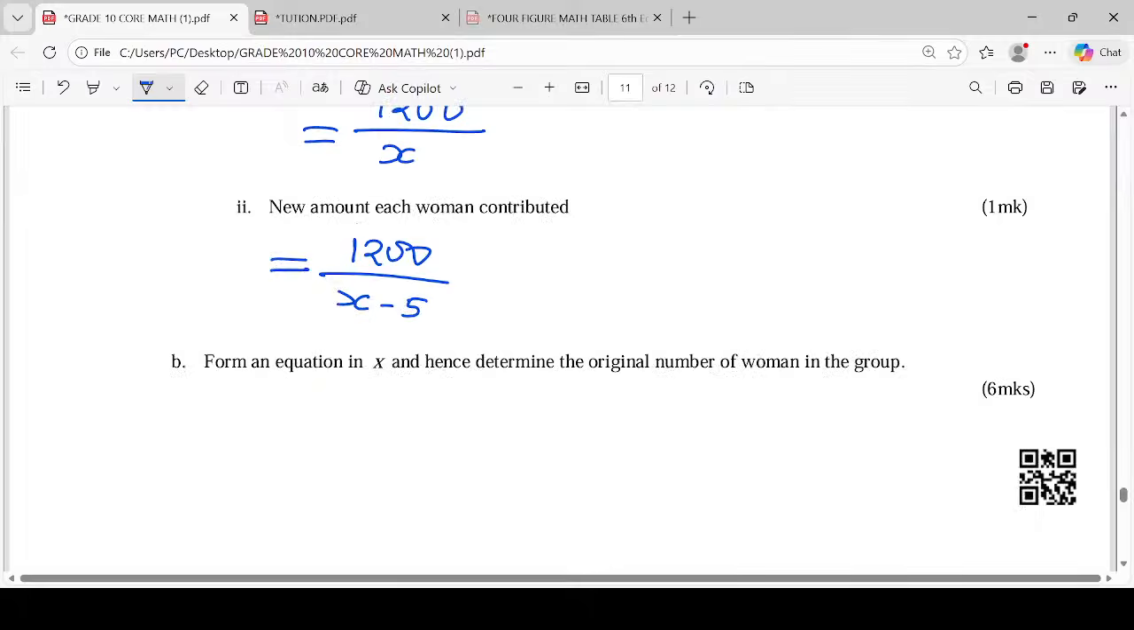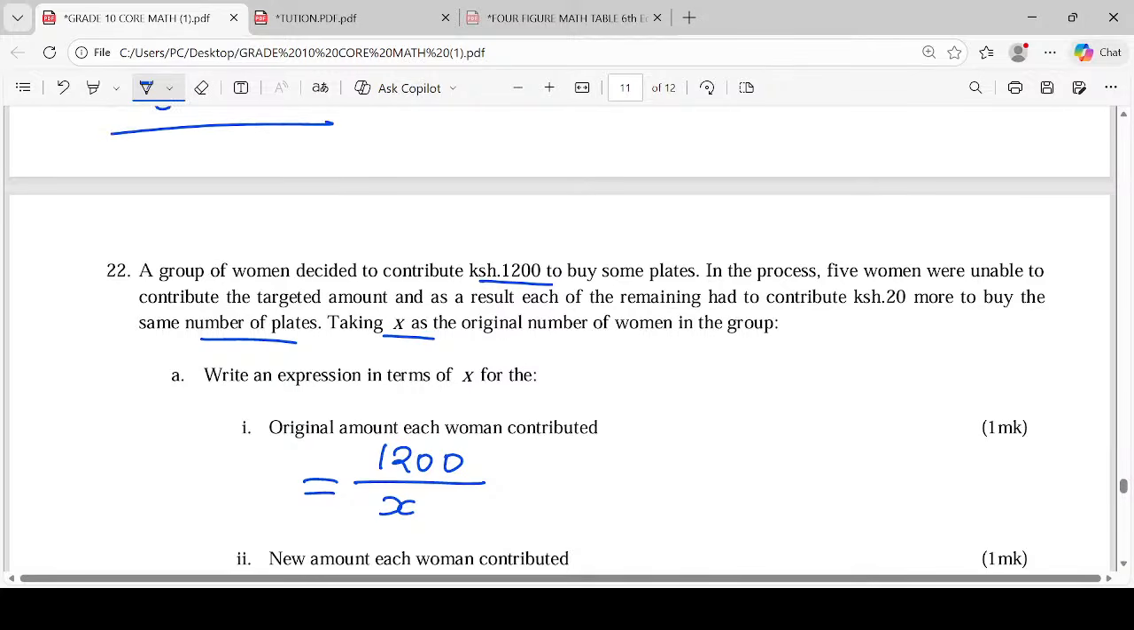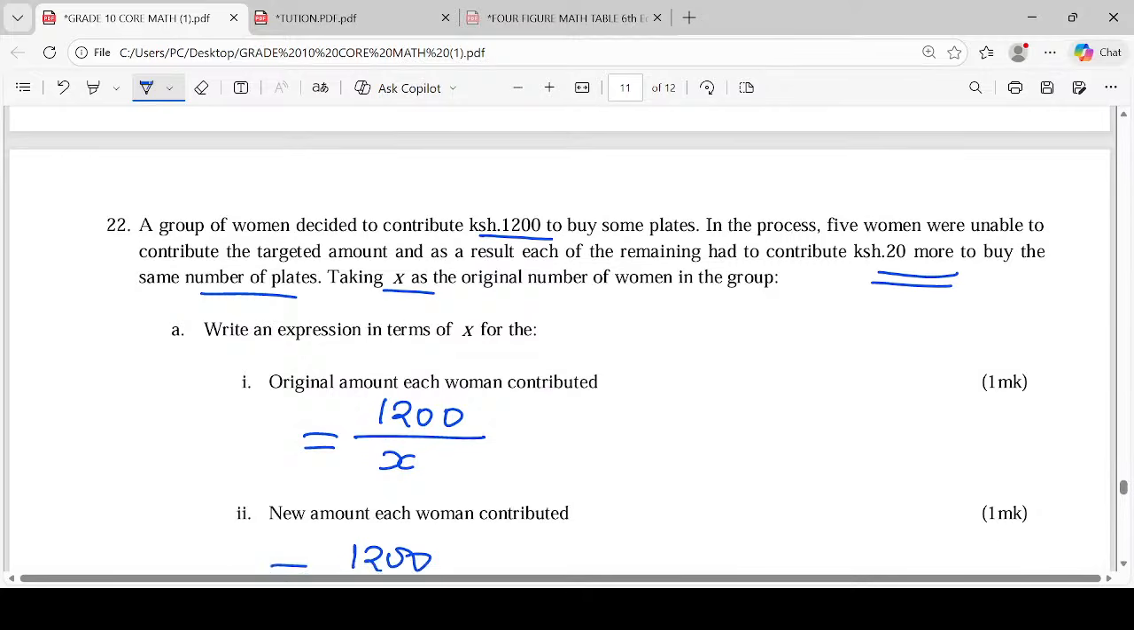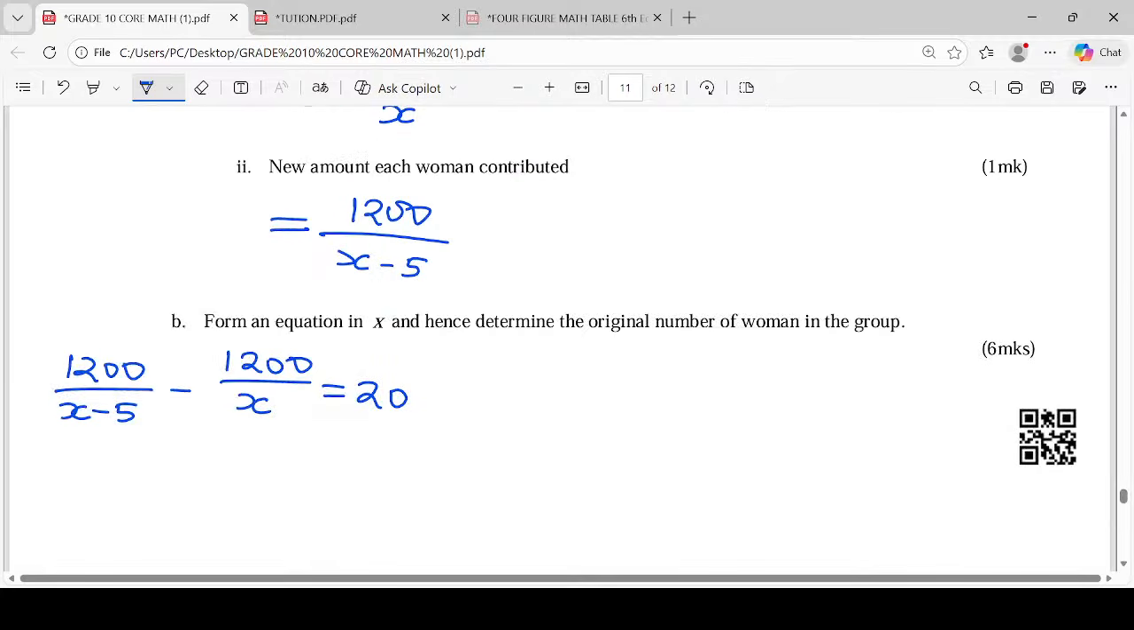Part B, form an equation in X and hence determine the original number of women in the group, 6 marks. So what you need to know, the new contribution of women exceeds the original contribution of women by 20 shillings. If I take the new contribution of women, that is 1,200 over X minus 5, this is the new contribution per woman minus their original contribution, which is 1,200 over X. The difference here should give me 20 shillings because each woman, we are being told, was to contribute 20 shillings more. I hope the language in use has been clarified there. So this is the equation. Form an equation in X. That's how you form that equation, and you leave it that way.